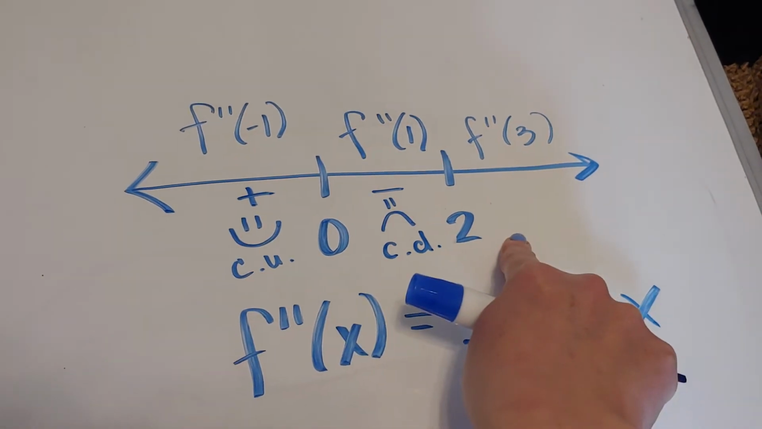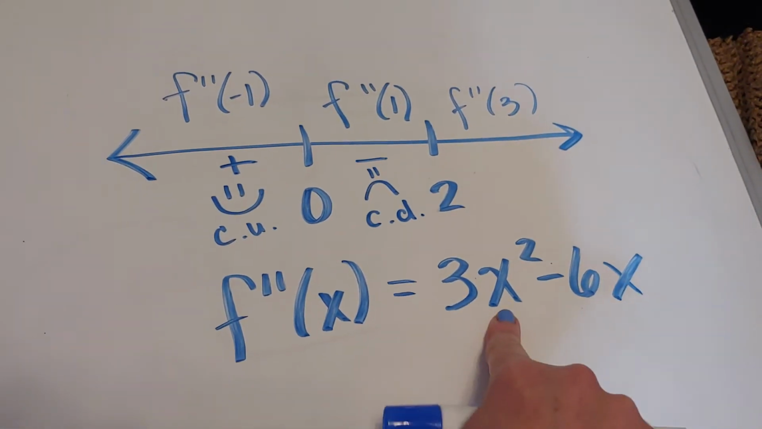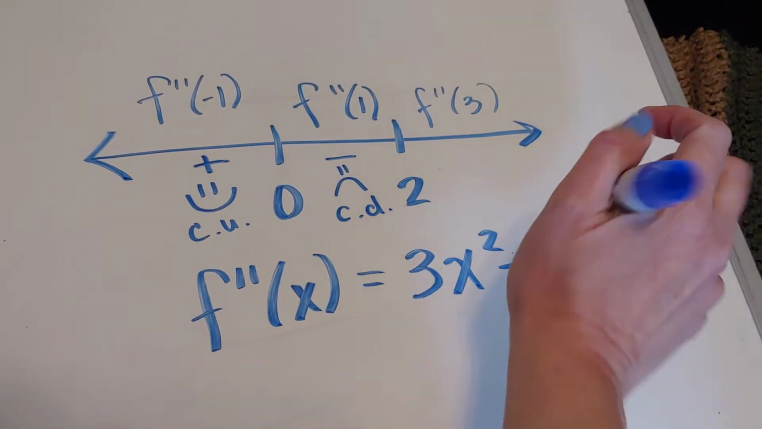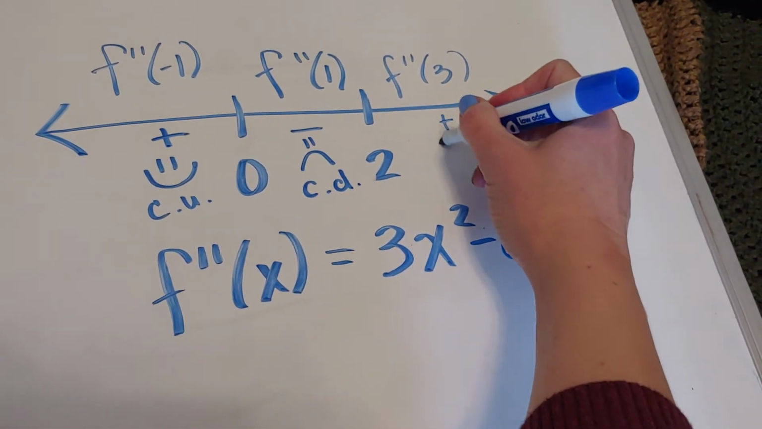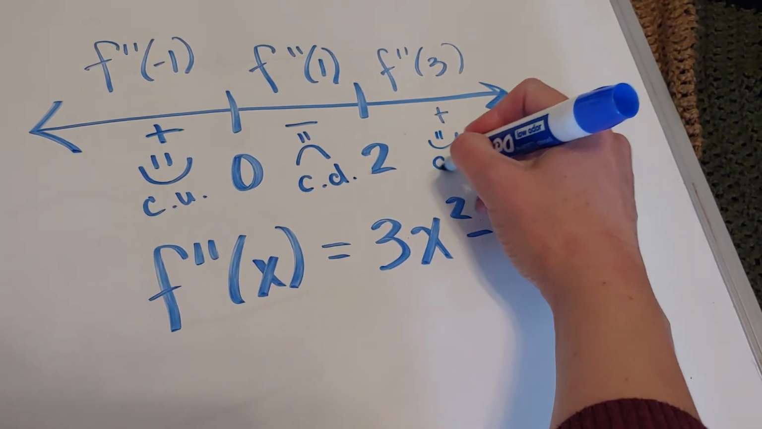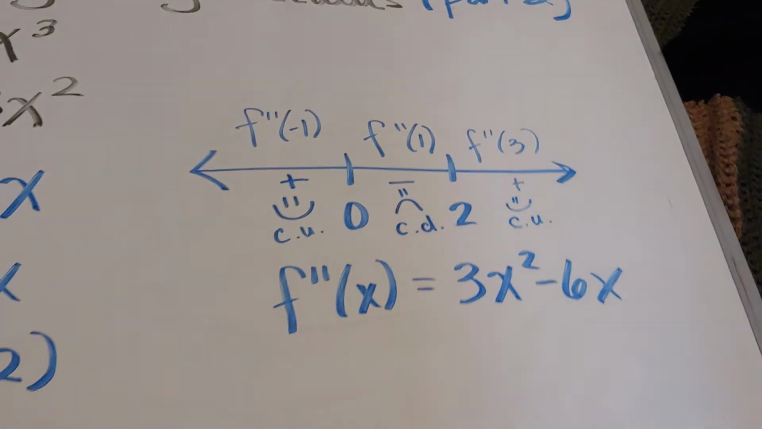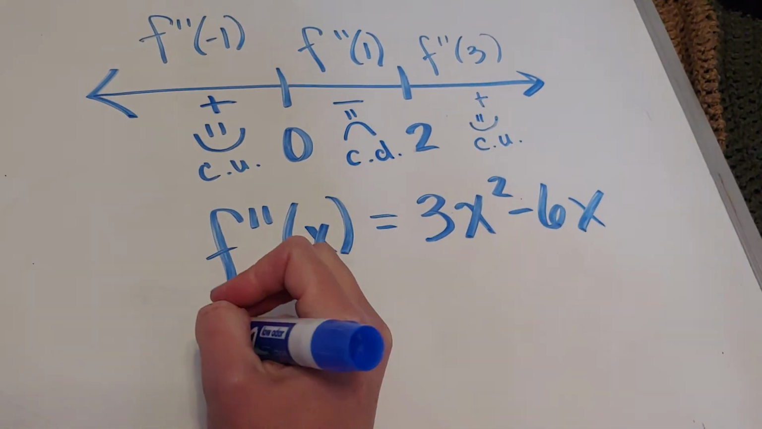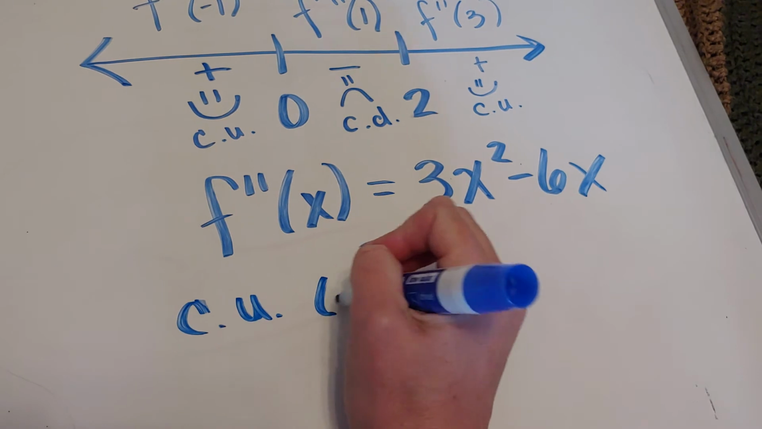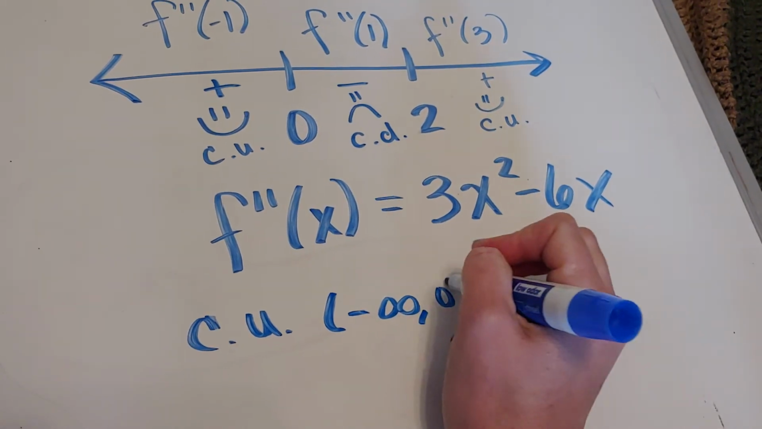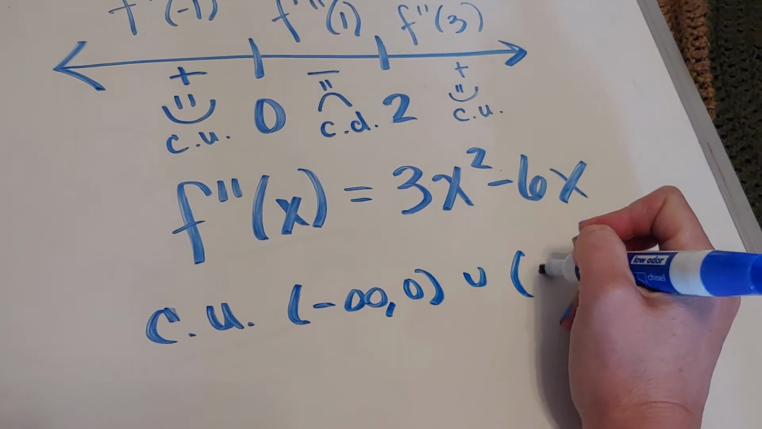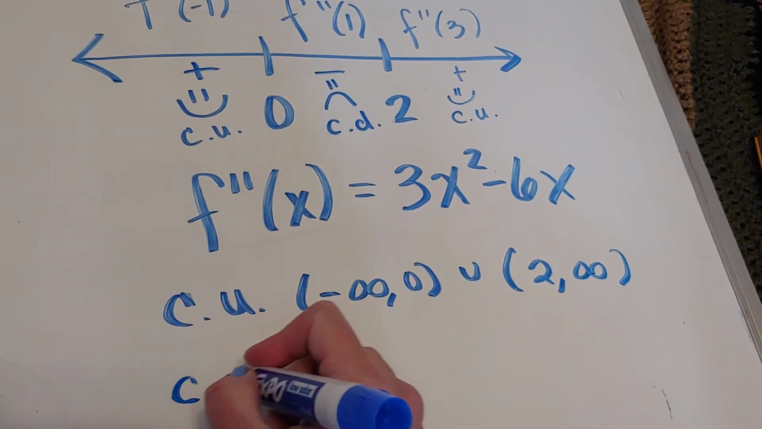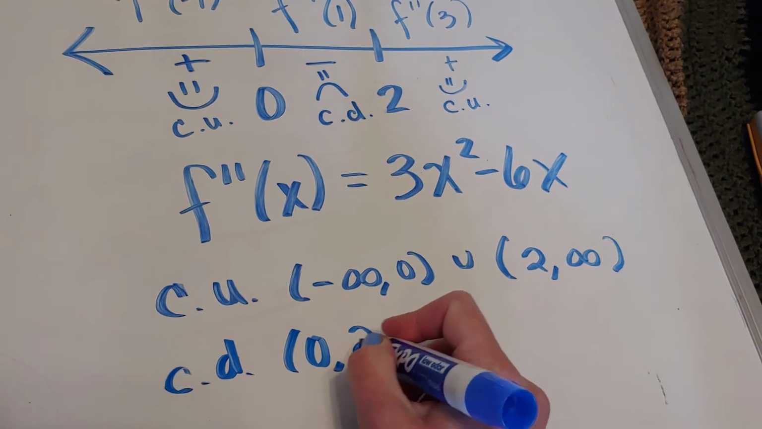All right, let's see what happens on this side. When I plug in 3, I get 27 minus 18. That is a positive number. Positive people are happy. It's concave up. So I do, in fact, have 2 inflection points. My graph is concave up from -infinity to 0, concave up again from 2 to infinity, and then I'm going to be concave down from 0 to 2.